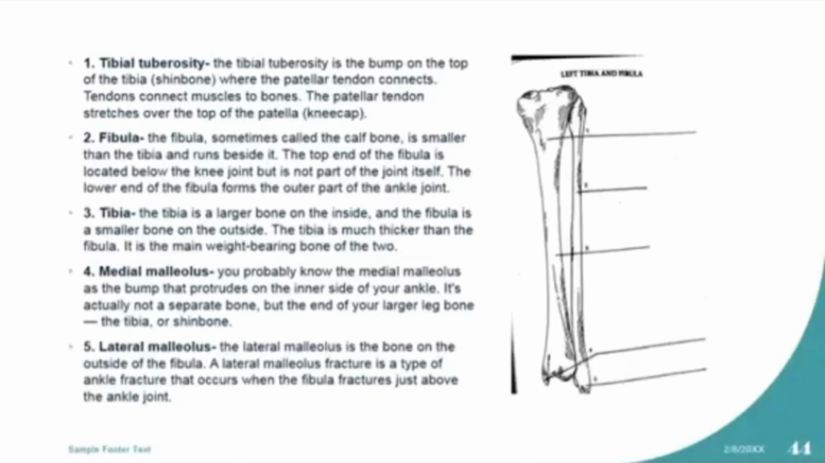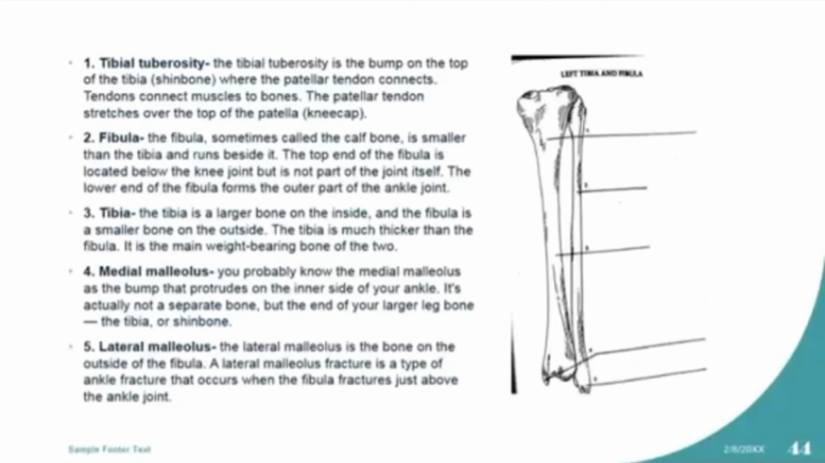Number 3 is your tibia. The tibia is a larger bone on the inside and the fibula is a smaller bone on the outside. Being much thicker than the fibula, it is the main weight-bearing bone of the two. So your fibula is smaller than the tibia. So mas malaking tibia kaysa sa fibula.